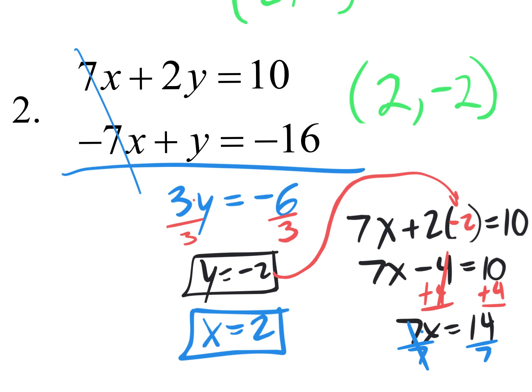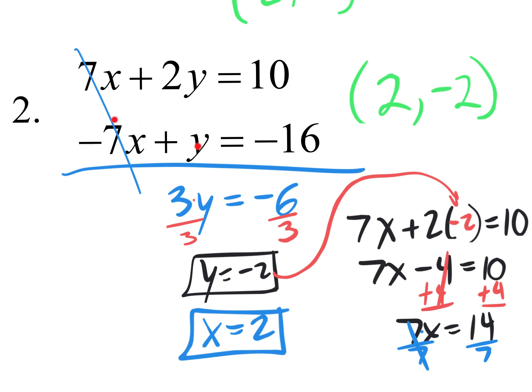Anytime you're taking a quiz or test and you get an answer and you want to double check it, you could always plug in the 2 for x and the -2 for y. Think about that. 7 times 2 is 14. 2 times -2 is -4. 14 take away 4 really is 10. Double checked it. 2 right there, -2 right there.